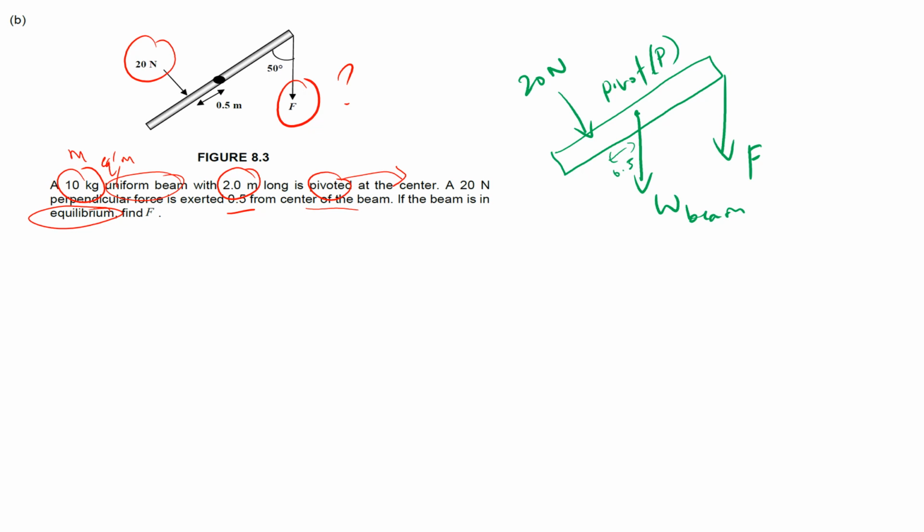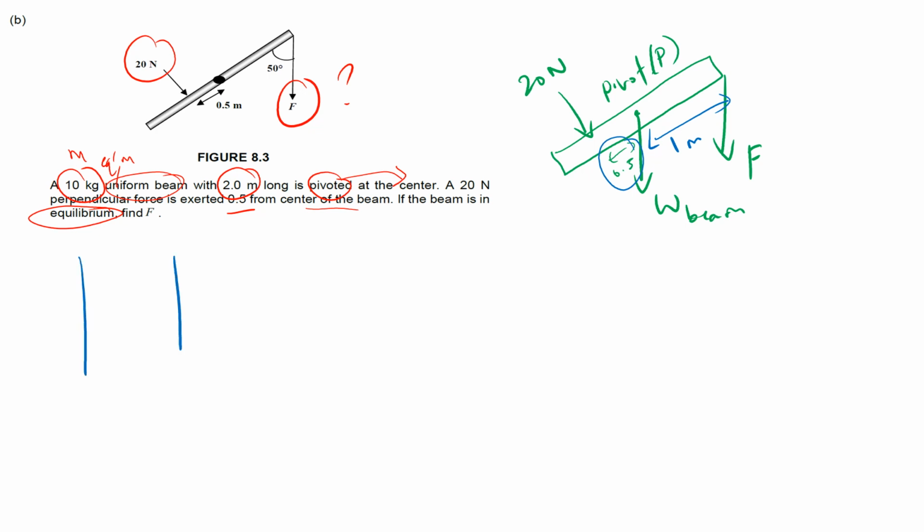Okay, so we need to find the distance, because the distance they gave us earlier, 0.5, is from the center. This one we will use because this is my pivot. The distance here we want to find. Since they tell us this is at the end and this one is the center, so 2 meters divided by 2. So this is 1 meter. So here is 1 meter.